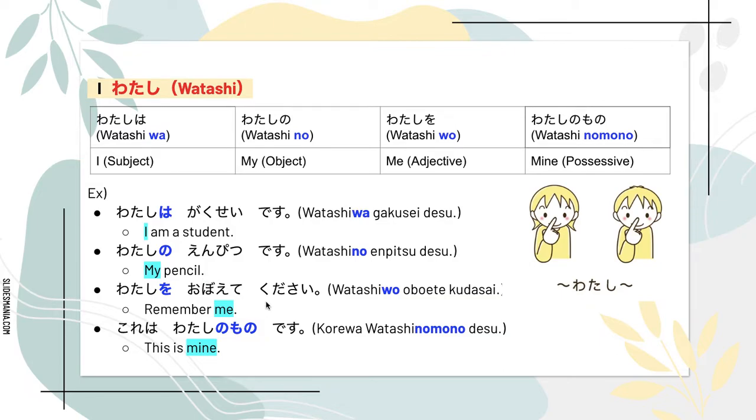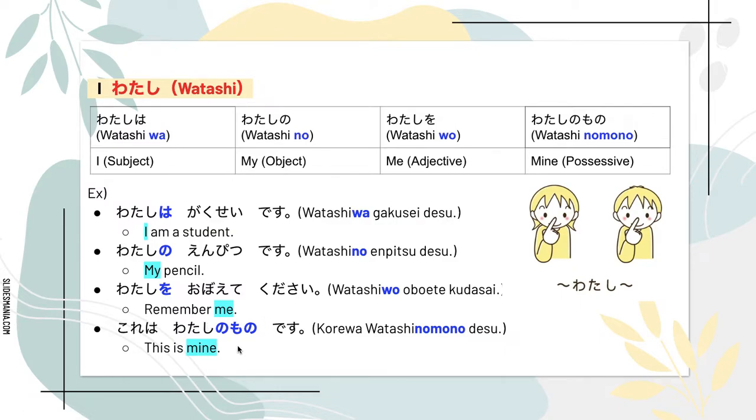The third example would be for adjective sentence. The sentence is remember me. Me in Japanese was watashi wo. So it'll be 私を覚えてください。覚えて means remember.